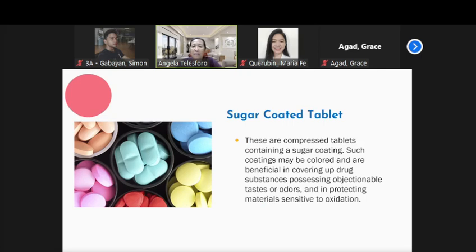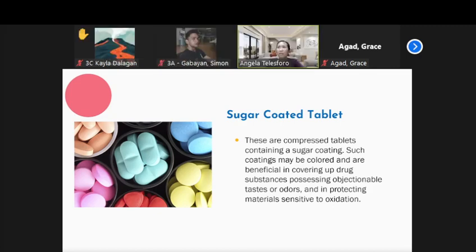We have sugar-coated tablets. So these are tablets coated with sugar. The benefit is that we cover the objectionable taste or odors and also prevent oxidation. So we just coat it with sugar. A famous example of this is your Enervon tablet. Why do you think Enervon tablet is made as a sugar-coated tablet, Benga? Why, Miss Benga?